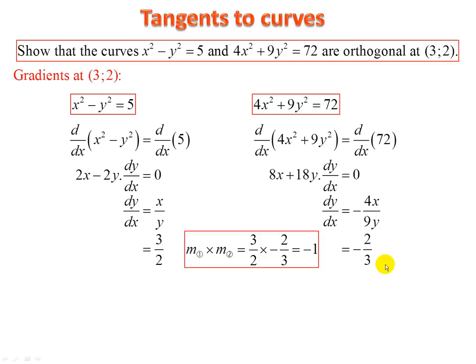Well, you'll note that when you multiply these two together, you get -1. And when they multiply to give -1, that means the tangents are perpendicular, which means the curves are orthogonal.